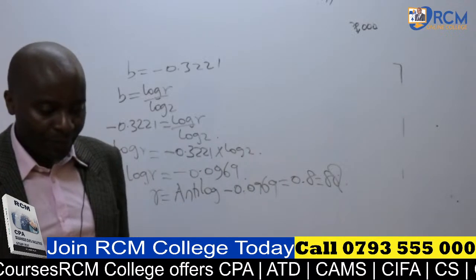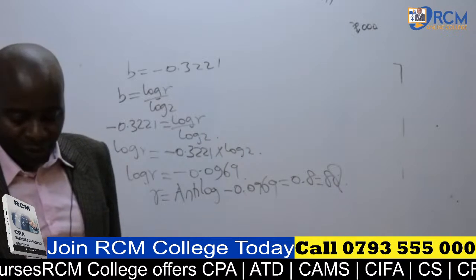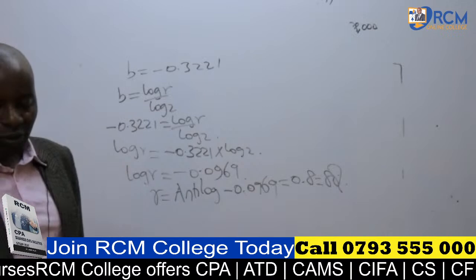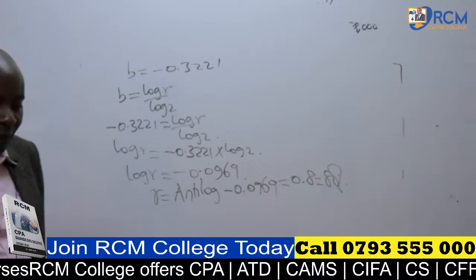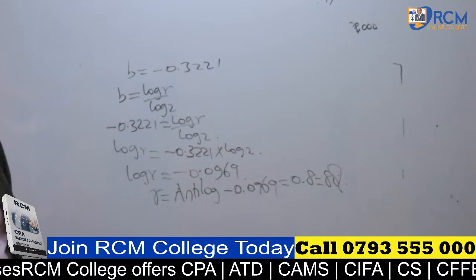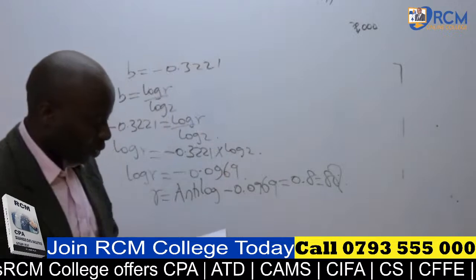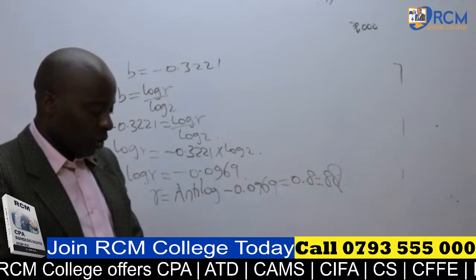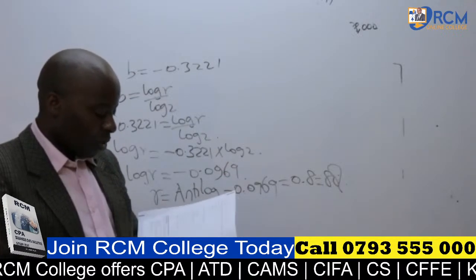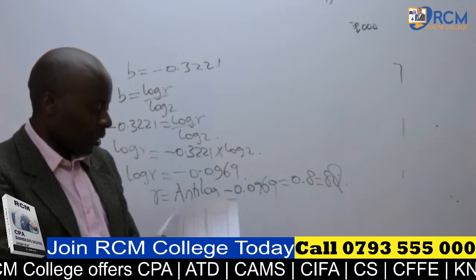Is there anyone who is able to get 0.799, which is the same as 79.9%? Thank you very much. So I'm 100% sure that all of us would have gotten this question correctly. If I'm not wrong, hakuna na mwanafunzi mmoja angekosea.